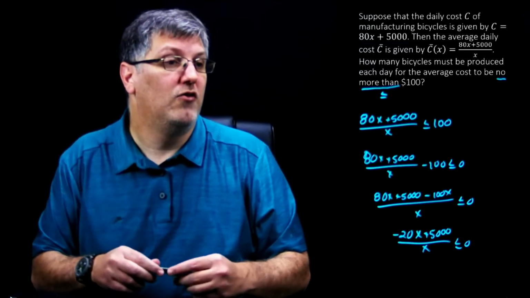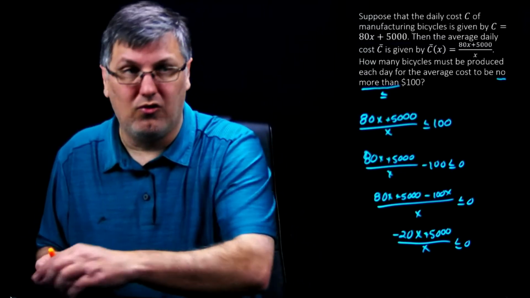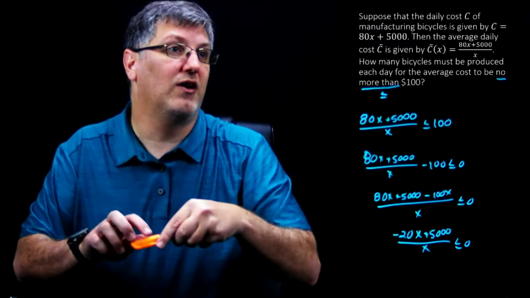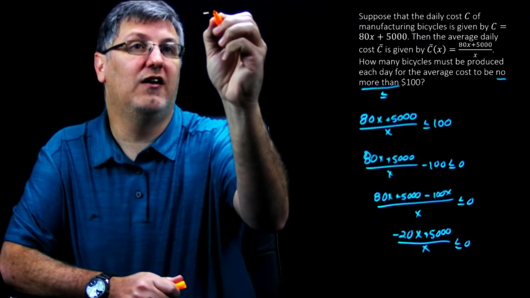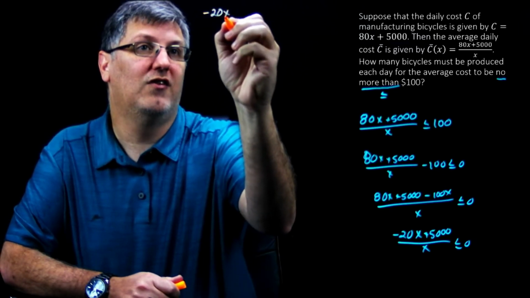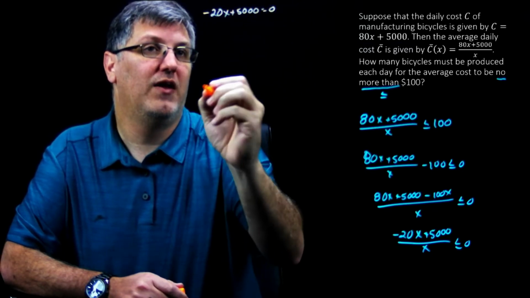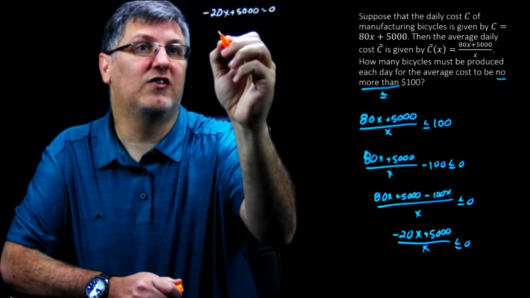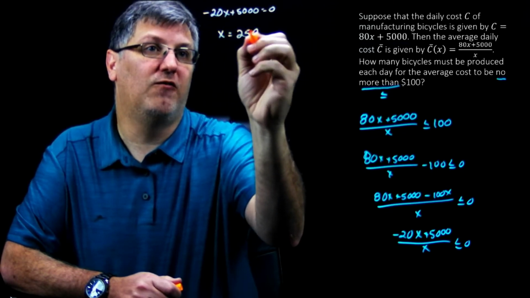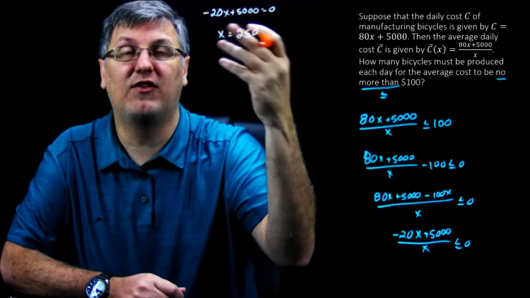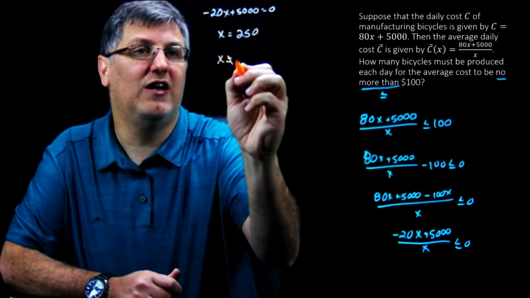Okay, so we have this. So now all I need to do is find my critical value. I'm going to take my numerator and say negative 20x plus 5,000 equals 0. Then I'm going to solve this, and I can see that x is going to equal 250, just by subtracting the 5,000 and dividing by negative 20. Then I also know x cannot equal 0.